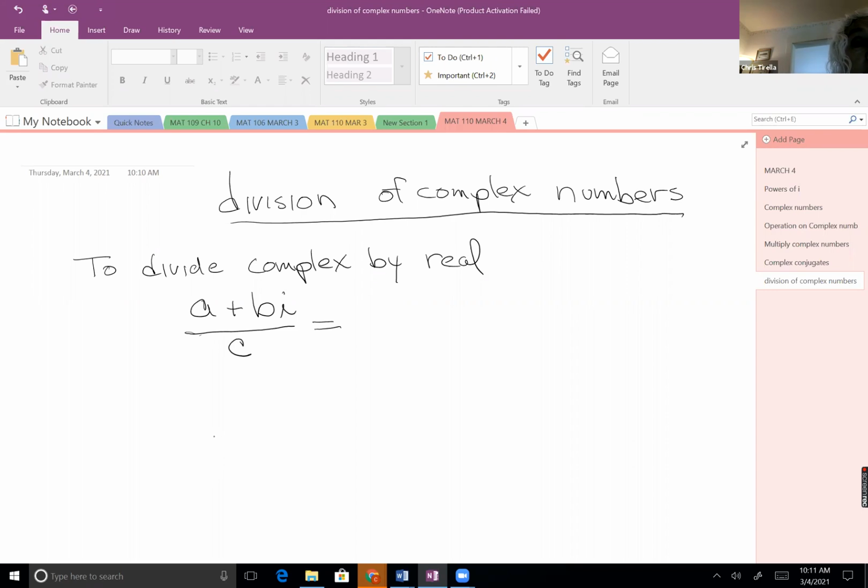Both the a and the b are over c. So I'd write that as a over c plus b over c. And then usually we take that i out and take the fraction b over c as a coefficient on i. So this would be in your standard form.